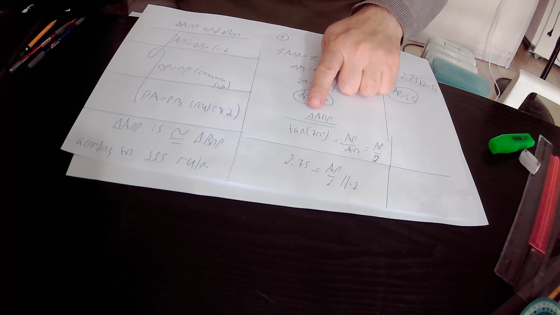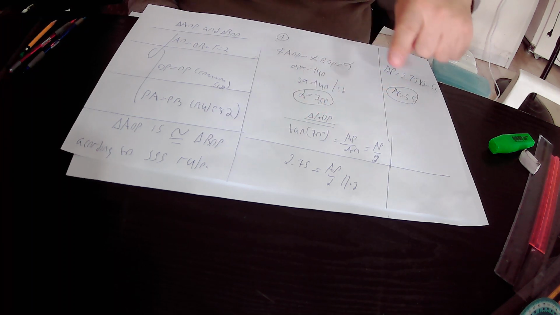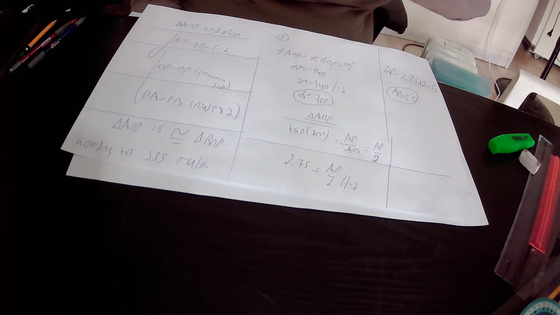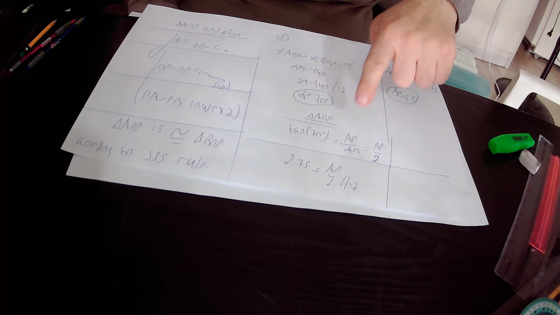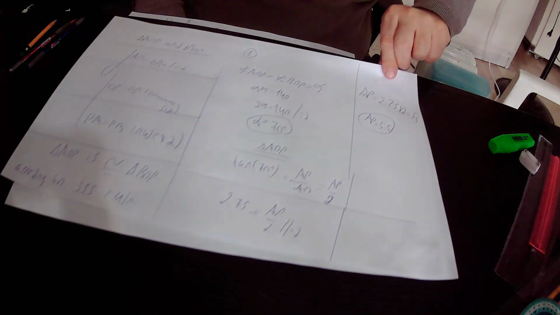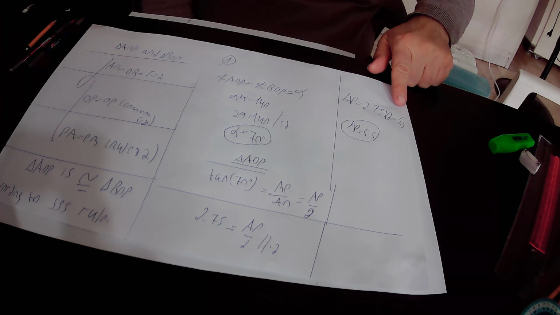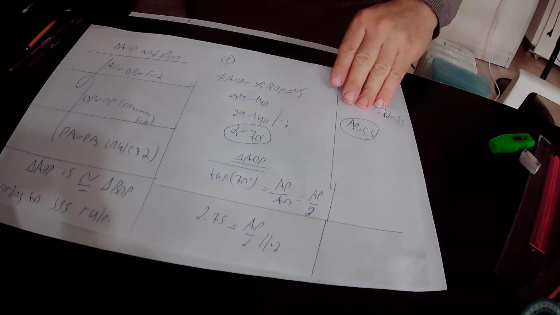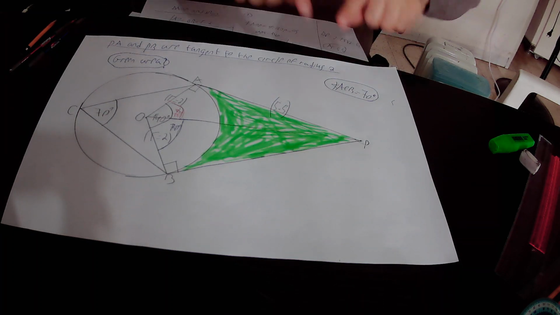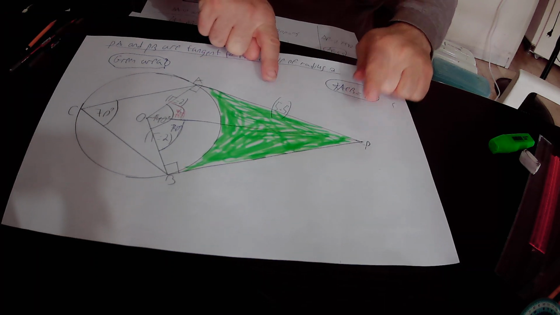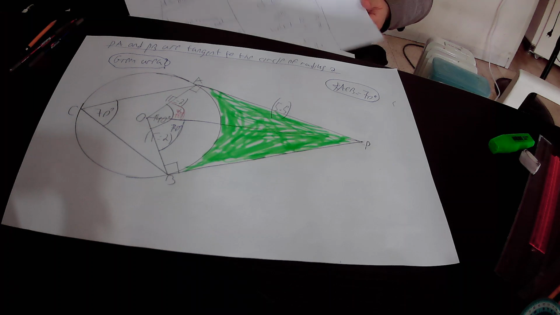Tangent 70 degrees is 2.75, that's equal to AP over 2. Here we multiply this equation by 2 and finally find that the missing side AP equals 2.75 times 2, that is 5.5. In conclusion, the length of side AP is 5.5 units.